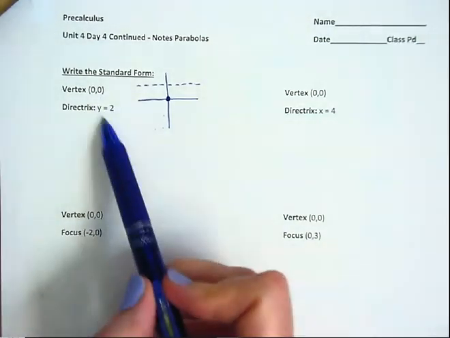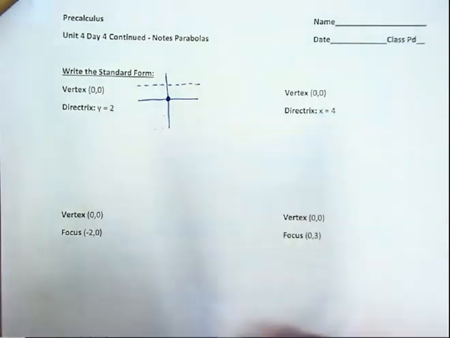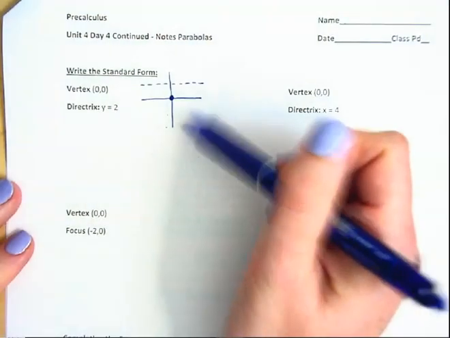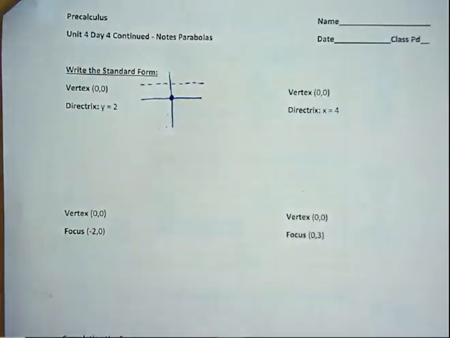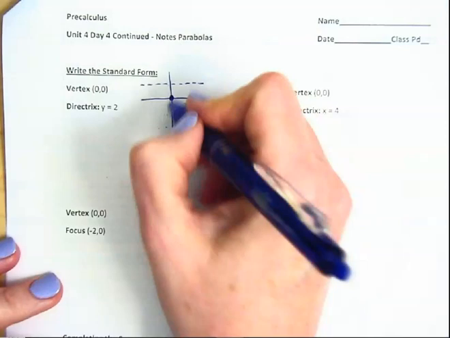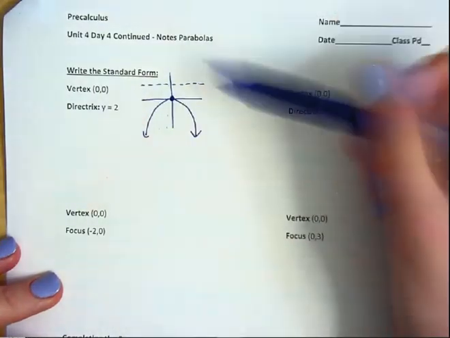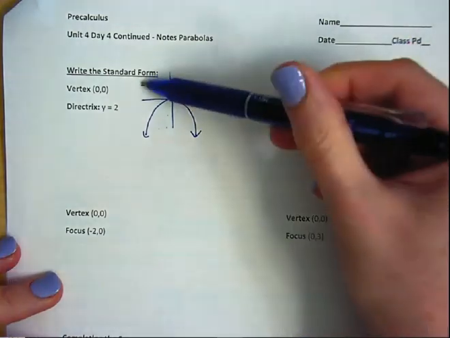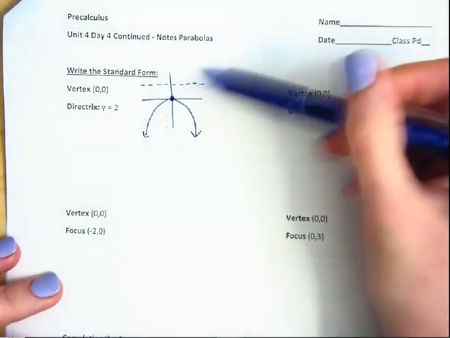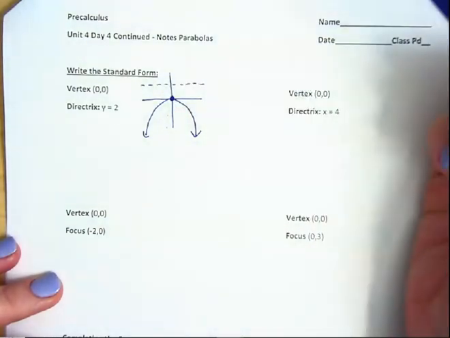So if our directrix is at y equals 2 and the parabolas open away from the directrix, then I can tell from this drawing that my parabola is going to be opening down because it'll be opposite from this line. And it can't be going left or right because then it would cross that line, and it can't be going up for the same reason.